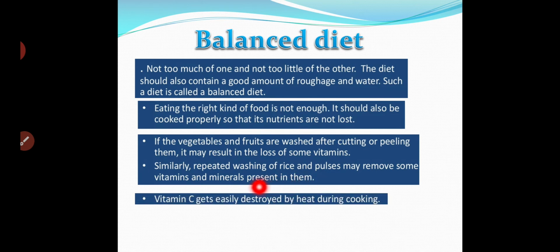Vitamin C gets easily destroyed by heat during cooking. So, when we use lemon or orange, we are not supposed to heat it because it may lose vitamin C.